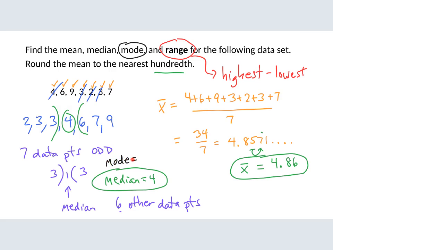Perfect, Nadine. The mode is 3. That's the only one that occurs more than once. That means it occurs the most. So the mode is 3.